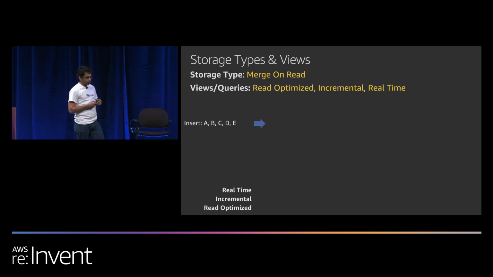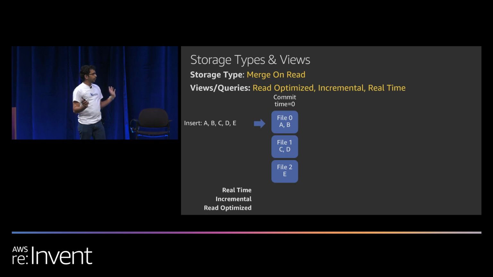Let's take the same example. Let's insert the same 5 records. There's no difference till this point because it sees that there is no data, so it just creates the Parquet files. You get file 0, file 1, file 2 as before. There's an additional view now called the real-time view, which I'll explain in a bit. But for now, as before, all 3 views see the same data.